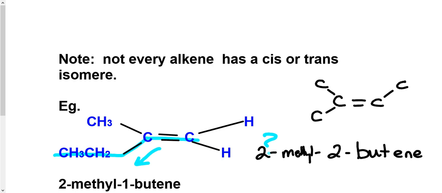Well, that depends on what you consider to be the parent chain. If I consider this the parent chain and this as a branch, well, then it was a trans isomer. But it is just as likely that I consider this to be the parent chain and this is a branch. Because both possibilities are equally as likely, we do not use the prefix cis or trans. So cis and trans is only used when there is a clear distinction. Now there's lots of practice on naming and drawing alkenes and alkynes, as well as practice with cis and trans isomers in your workbook on pages 15 to 26.